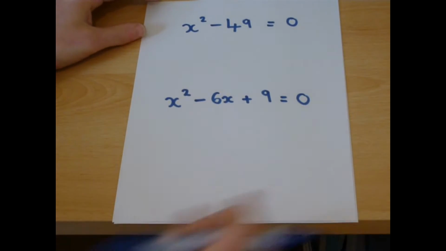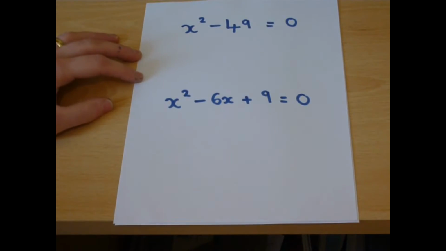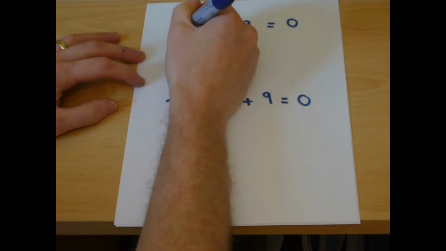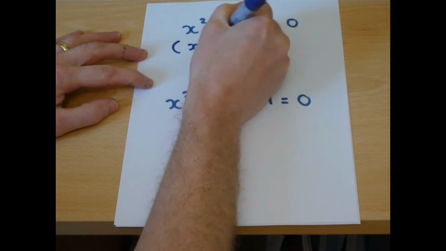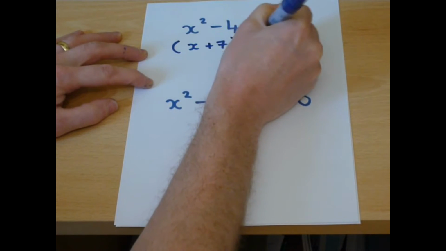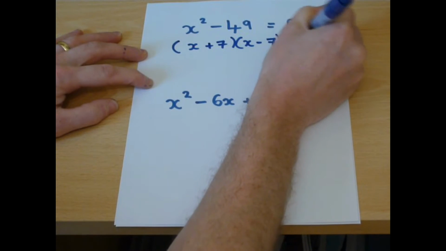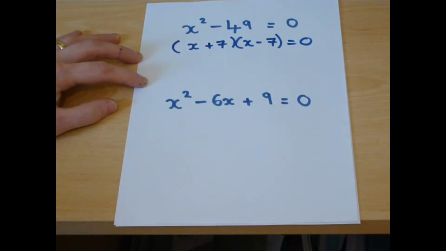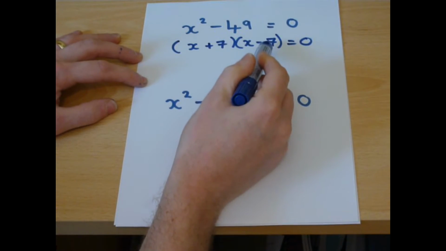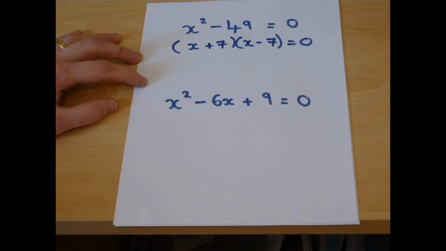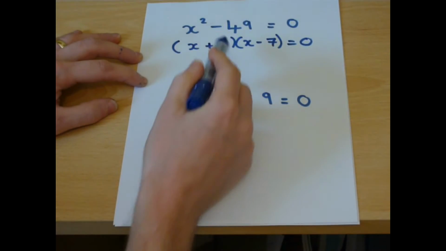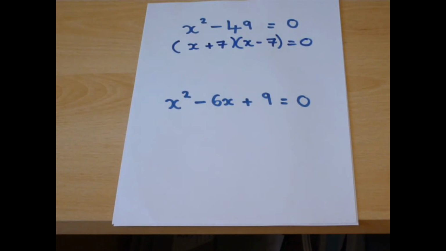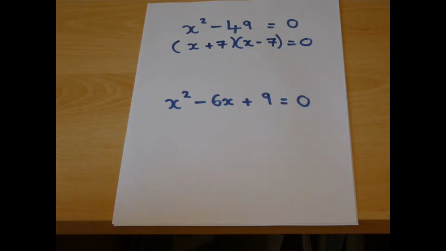Now it's not always that easy to factorise. This one is a special case called the difference of two squares, where there are no x terms. However, it's actually quite quick to factorise. This is a square number. 7 times minus 7 is minus 49, and there are no x terms because 7 take away 7 is 0. The x terms cancel out.